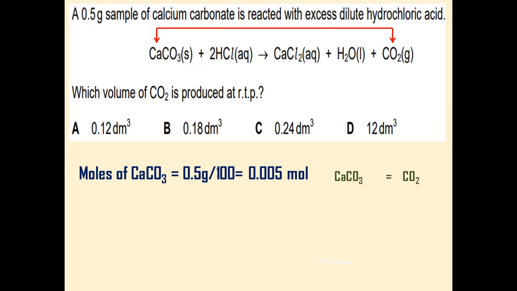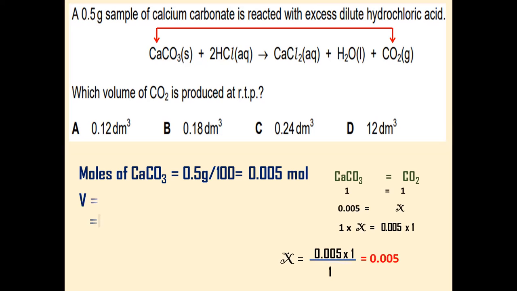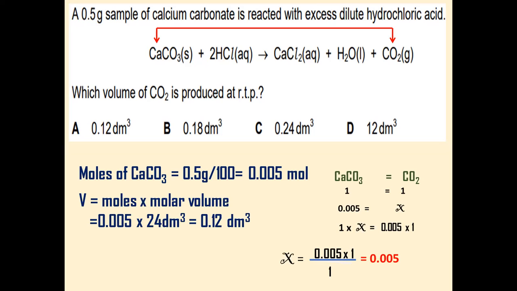So directly, with the ratio of calcium carbonate to carbon dioxide, this will give us a 1:1 molar ratio. So however many mole of the calcium carbonate, the same mole of the carbon dioxide it will be. So we're going to convert it. 24 dm cubed multiplies 0.005 mole of calcium carbonate, and this will convert into 0.12 dm cubed of carbon dioxide. And that will be our answer, A.